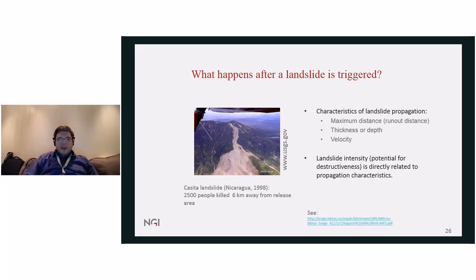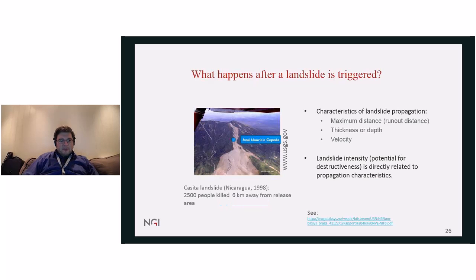After a landslide is triggered, then there's a problem that the landslide will propagate, with some maximum runout and some distribution of thickness and some velocity. And the landslide intensity or hazard intensity in this case is directly related to these two properties, the thickness or depth and the velocity. This landslide propagation or runout can be quite dramatic.